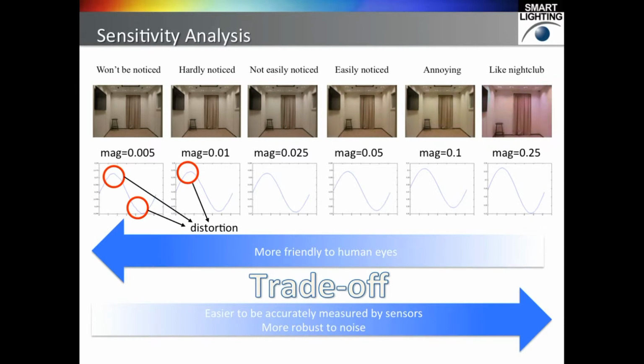The second row is the sensor response to a sine perturbation in one LED channel. We can see that when the magnitude is too small, the sensor response will have some distortion. So this is actually a trade-off. The magnitude can't be too small and can't be too large. We have to pick a value in the middle.